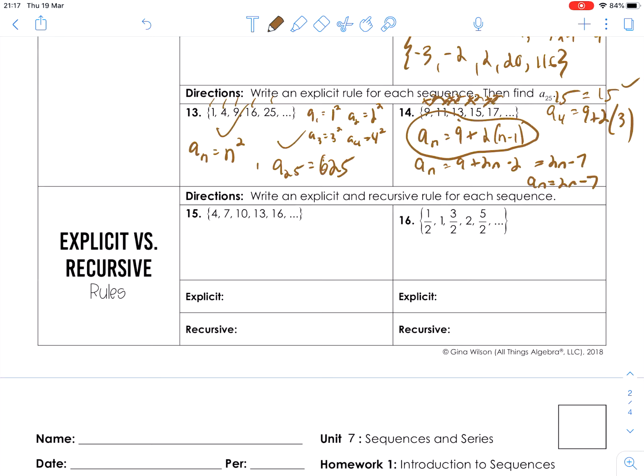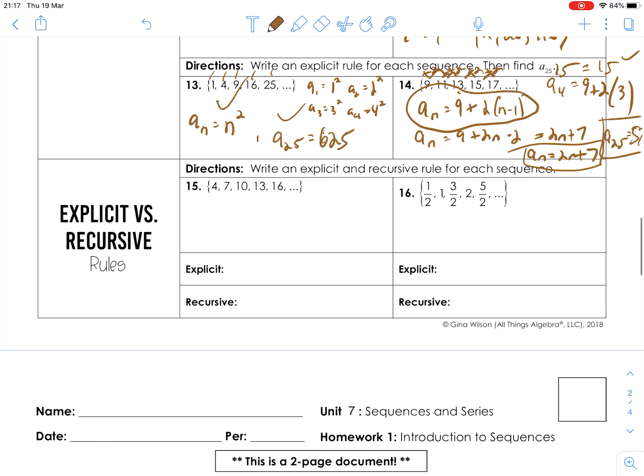All right, so we also need to find a sub 25. So what's a sub 25? That's going to be 25 times 2, which is 50, minus 7. Oh, that's not minus 7. Sorry, that's plus 7. So 50 plus 7, 57. There we go, and there we go. Okay, so last two. Write an explicit and recursive formula, or rule, for each sequence.